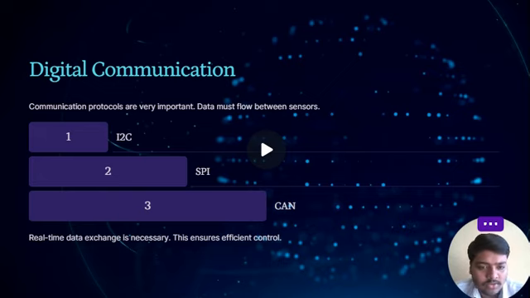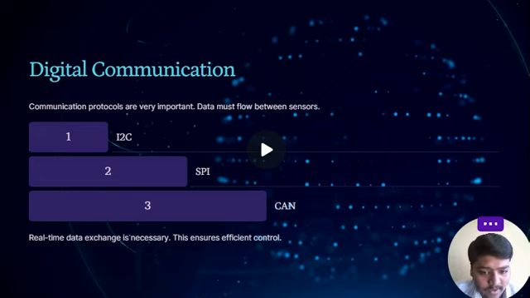The first one is I2C. I2C stands for Inter-Integrated Circuit. I2C is great for simple and short distance communication. It only needs two wires, SDA for data and SCL for clock. It is often used for connecting temperature sensors, displays, or EEPROMs to microcontrollers.